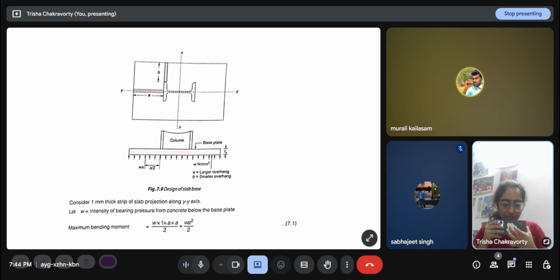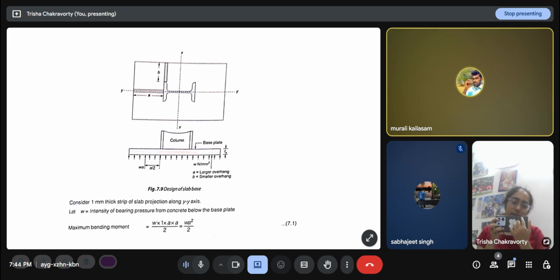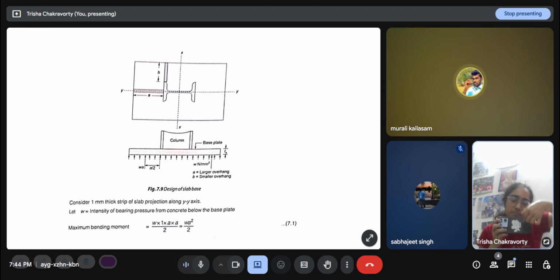So for this part, I'm taking W a square by 2. Here it's W a square by 2. And then similarly, I'm going to take a strip like this, a beam like this. Here again, W into 1 is the intensity along this beam. And here it's B by 2. Here it's again B by 2. Do you get it?